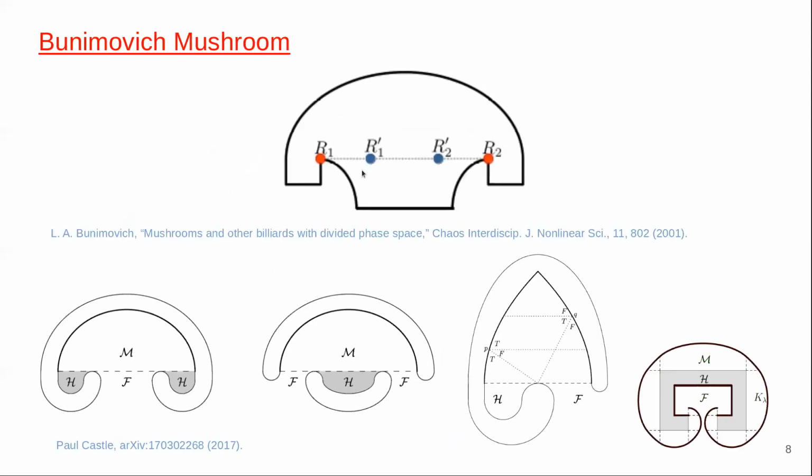And this idea can also be formed in the way of the Bunimovich mushroom idea. So here, as the points R1 prime and R2 prime go to R1 and R2, you obtain this Penrose geometry where the region below this foci line cannot illuminate this box region or vice versa. And Paul Castle generalized this idea to obtain different ways of Bunimovich mushrooms.